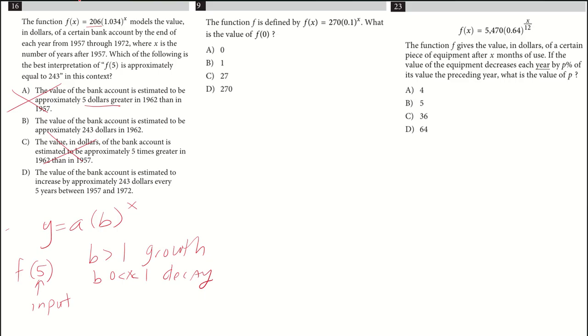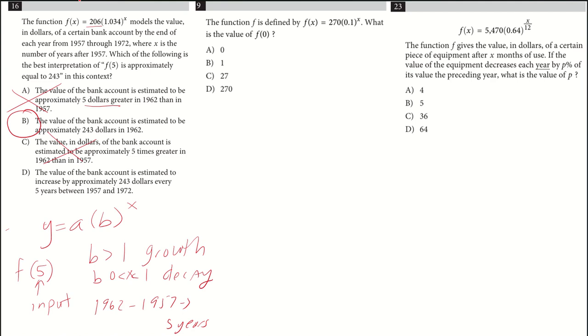Okay, so with this one, let's analyze. If I look at B, it says that in 1962, I'll be at $243. So let's see, if I subtract 1962 minus 1957, I indeed get 5 years. So it looks like that may be our correct answer, but let's look at D just to make sure. It talks about the value increasing $243 every 4 years. Well, if it was a constant rate of change, it would be linear, not exponential. So we know the answer has to be B. We did process of elimination. You always want to look at all your answer choices when you have multiple choice and then do process of elimination. Okay. So that was pretty decent.